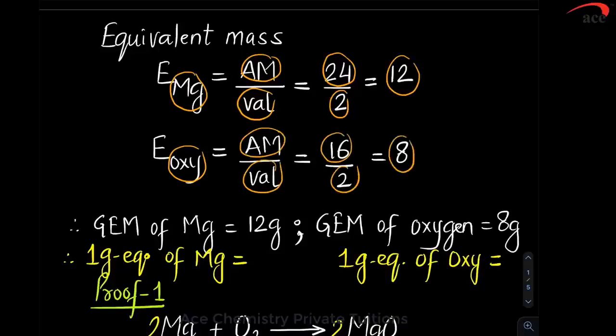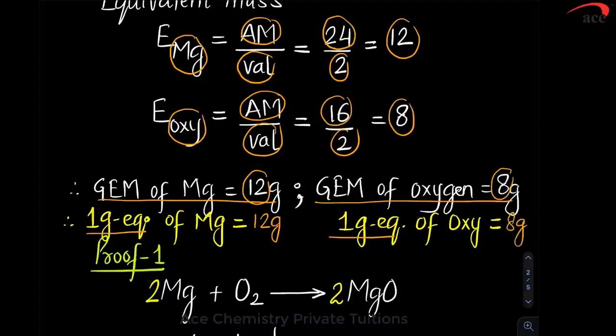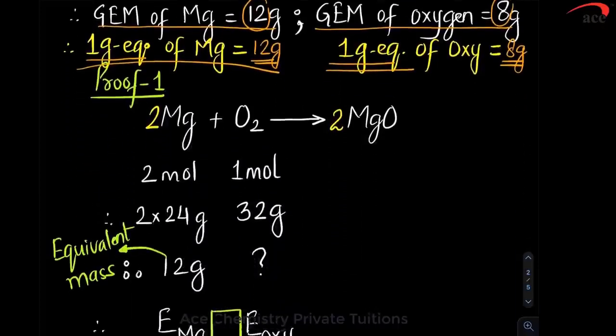Similarly, oxygen is an element. So, atomic mass upon valency, 16 by 2, 8. So, we say gram equivalent of magnesium is 12 gram. Gram equivalent of oxygen is 8 gram. So, what is 1 gram equivalent? Equivalent mass expressed in gram only. Similarly, 1 gram equivalent of oxygen, that is 8 gram. So, remember, 1 gram equivalent of magnesium is equivalent mass expressed in gram, and 1 gram equivalent of oxygen is equivalent mass expressed in gram.